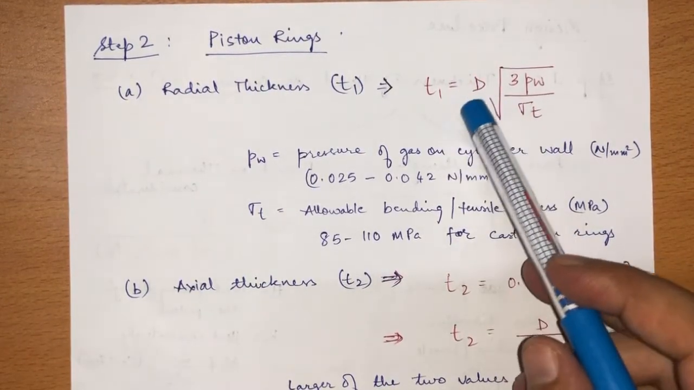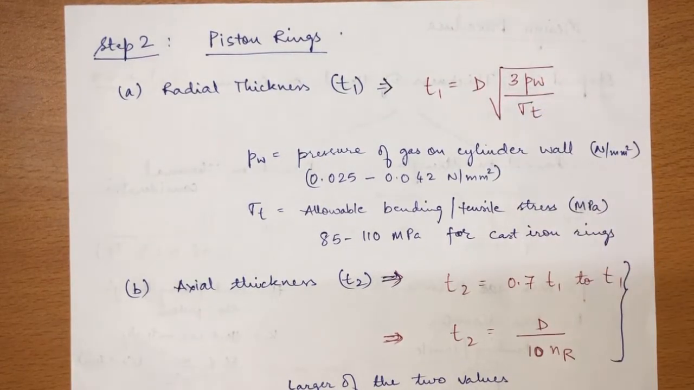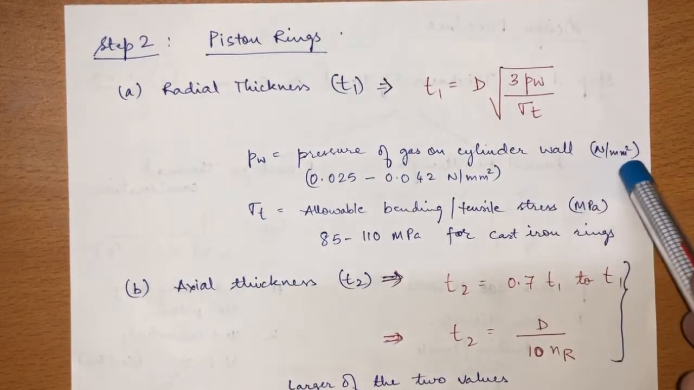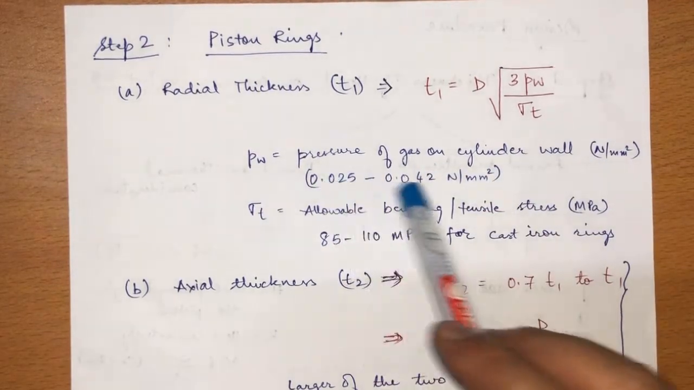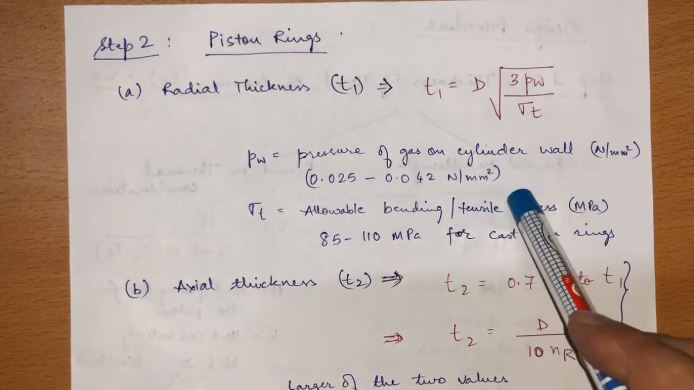is written as D times under root of 3pw by sigma t. Mind well, pw is the pressure of gas on the cylinder wall, its unit is newton per mm square, and it is in this range, 0.025 to 0.042 newton per mm square.